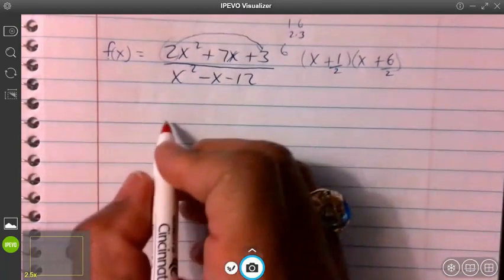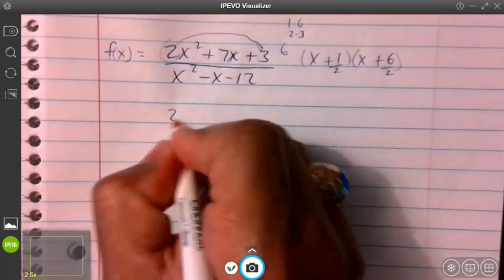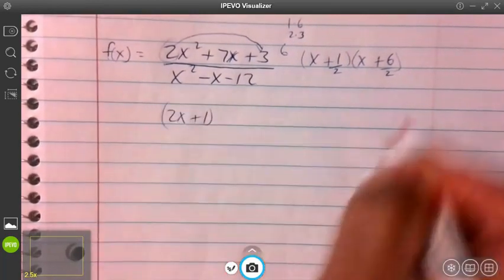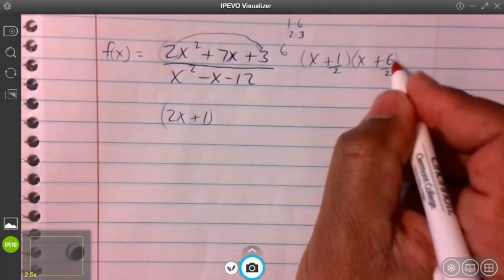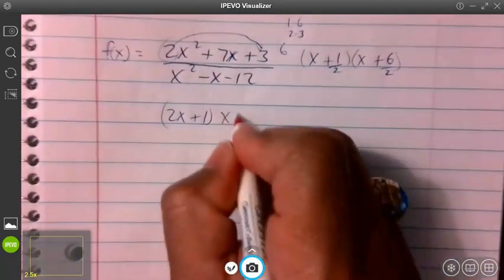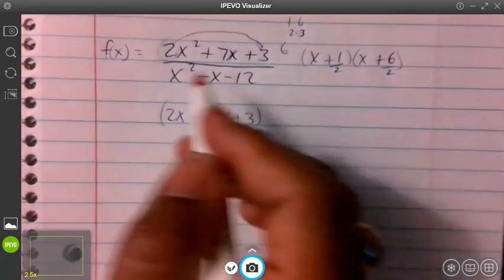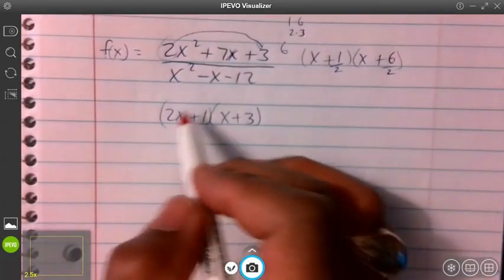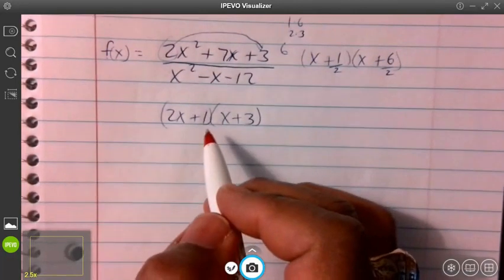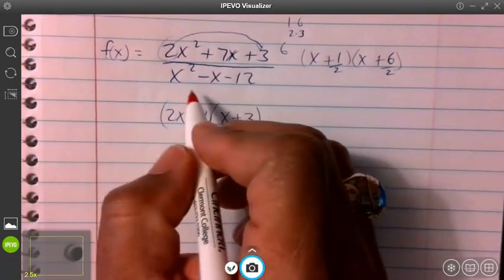So I'm just rewriting right here. So that becomes 2x plus 1. This can be divided. 6 divided by 2 will give me 3. So that'll be x plus 3. Again, we've done the factoring before. So that's the top that's factored. I'm just rewriting this in just factored. Now we're going to factor the bottom.